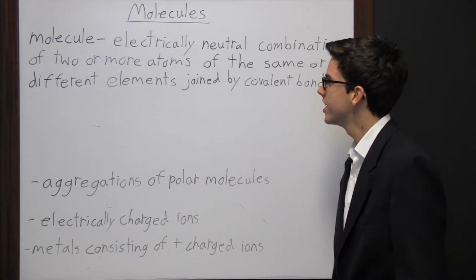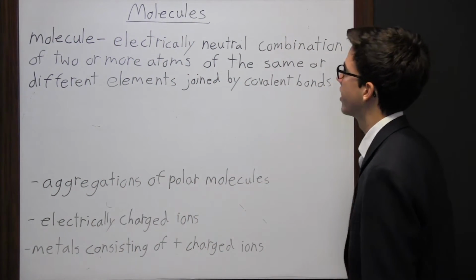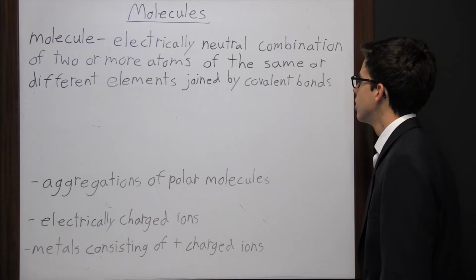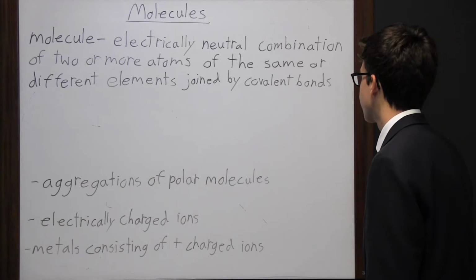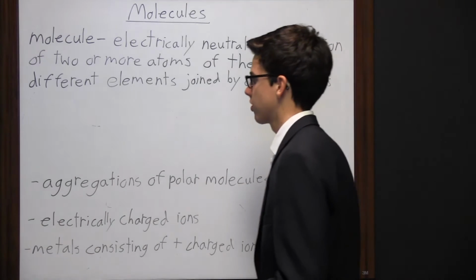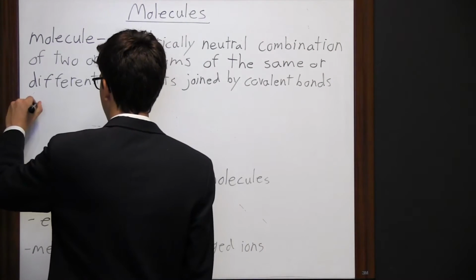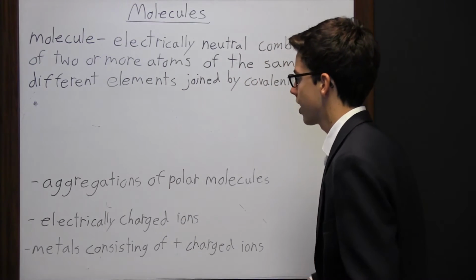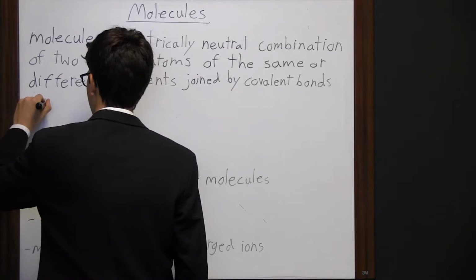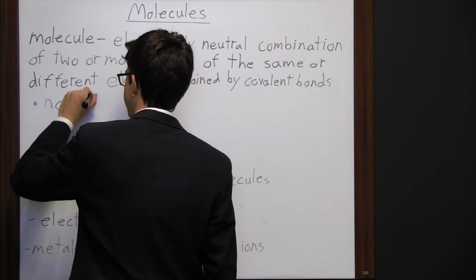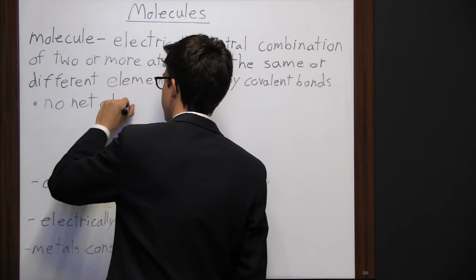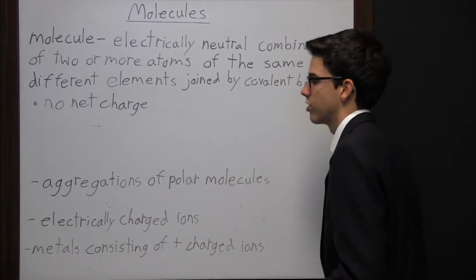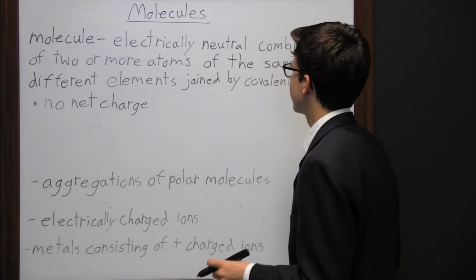A molecule is an electrically neutral combination of two or more atoms of the same or different elements joined by covalent bonds. So I want to go ahead and break down this definition a little bit to make sure we really understand it. Notice up here it says that the molecule is electrically neutral. So that means it has no net charge. So any positive or negative charges in that molecule cancel each other out, so there's no net charge. In other words, it's neutral.